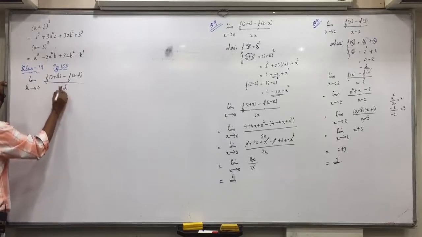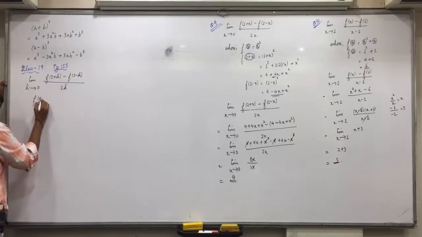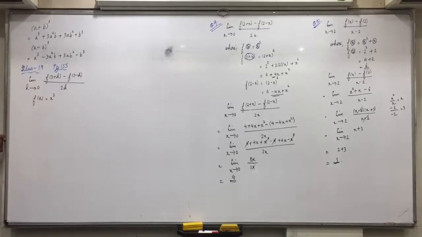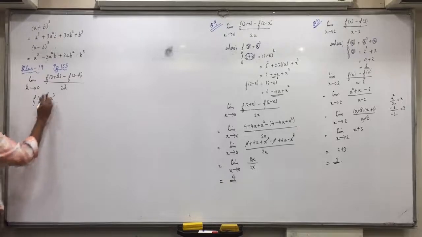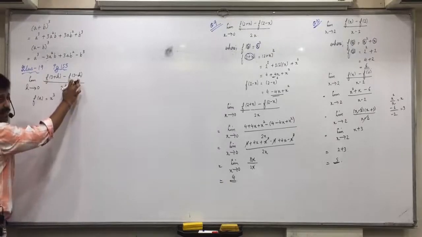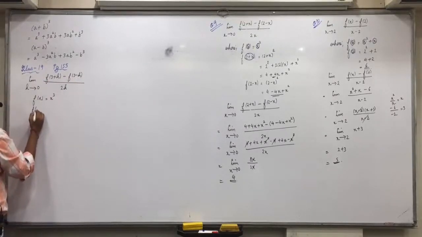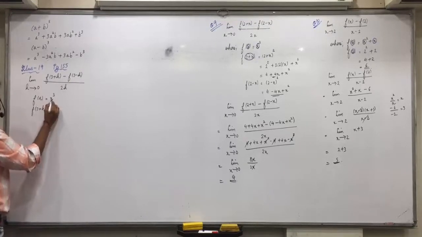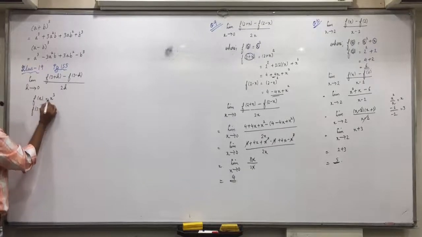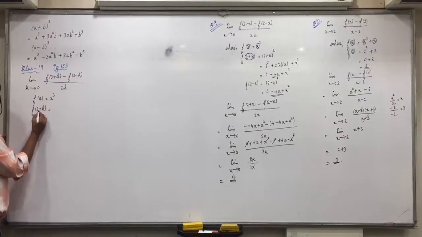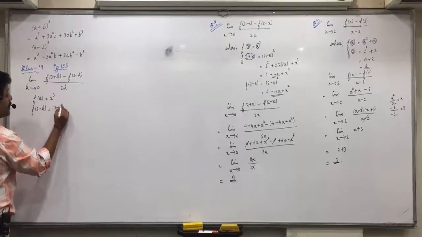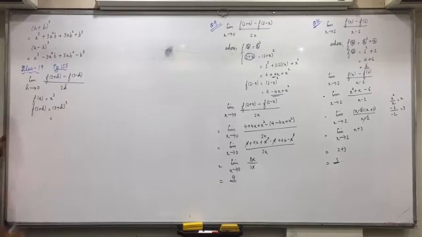First of all, f(x) is given as x cube. As you can see, f(x) is given as x cube. We need first f(3+h) and f(3-h). So for f(3+h), in place of x we will put 3 plus h. So x cube will become (3+h) whole cube.